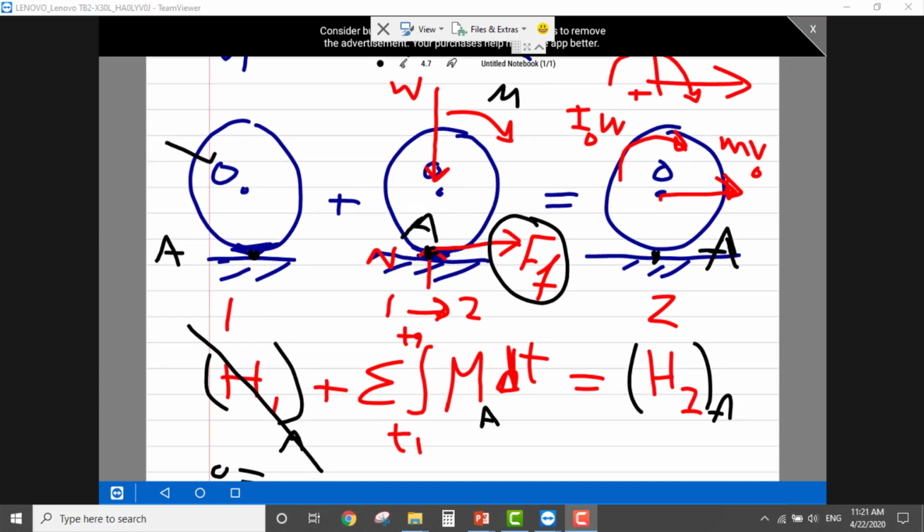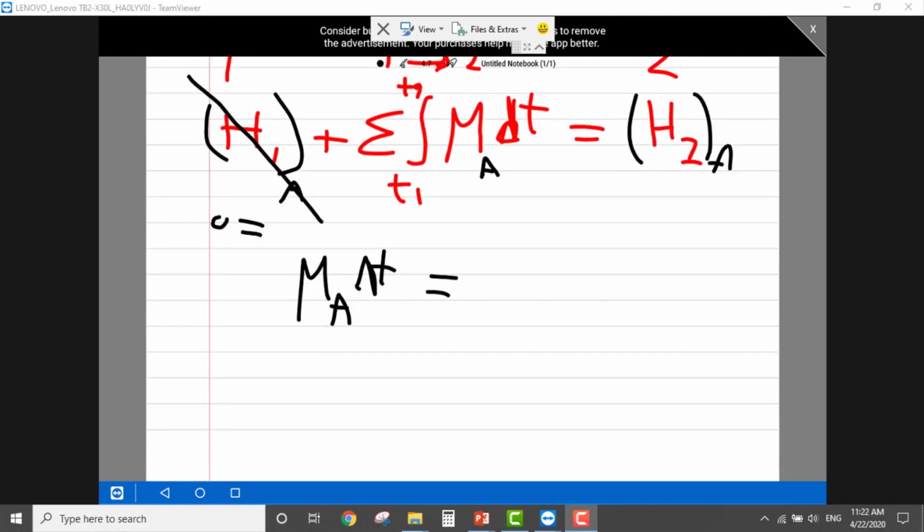So about A, we have this angular momentum, I O omega. What else? We have linear momentum which is far away from point A. So if I multiply mv by d, this is again angular momentum. So we have two sources of angular momentum.